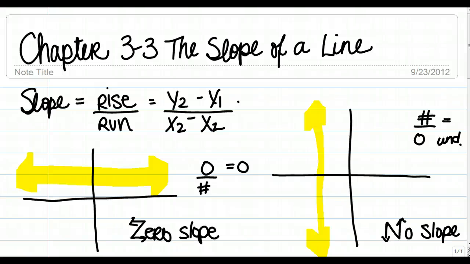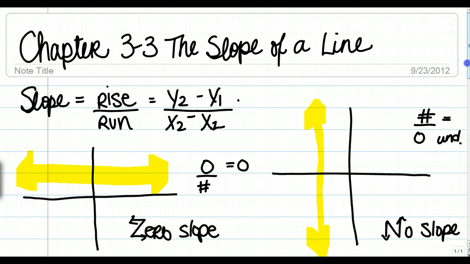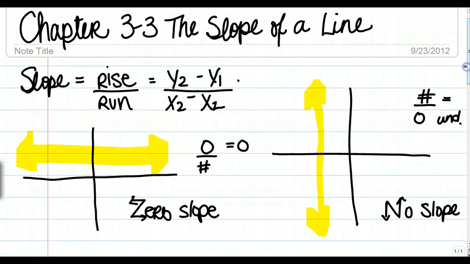Do chapter 3.3, the slope of a line. And you need to memorize your slope formula. So your slope formula is rise over run, which is y2 minus y1 over x2 minus x1. That looks like a weird one. This is a 1.